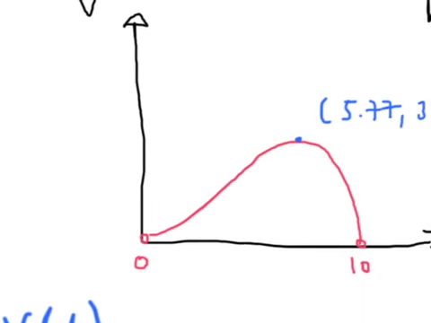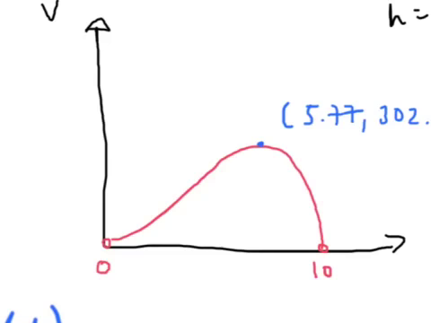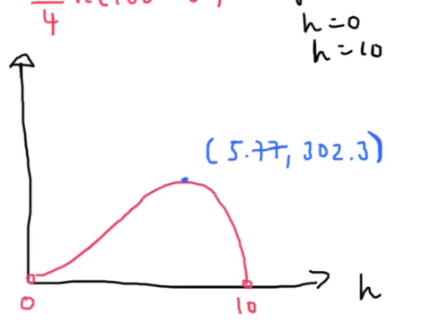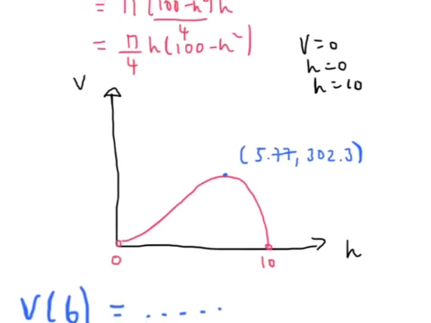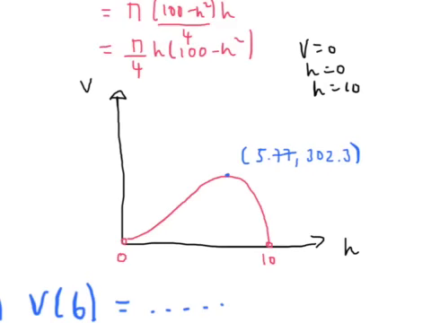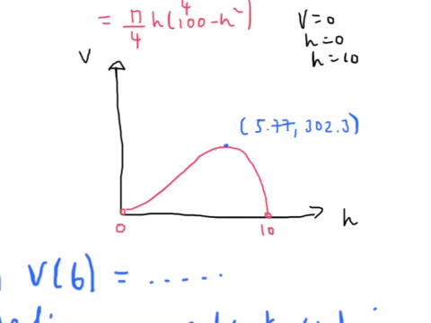In terms of the graph, I've just drawn a rough version of the graph without the calculator. It's a cubic graph. My intercepts are going to occur at h equals 0 and h equals 10. Please be careful with the 0 and 10 intercepts. You cannot have 0, so therefore they're open circles. They've given us the max, 5.77, 302.3, but naturally you would draw this on your calculator rather than do this by hand.